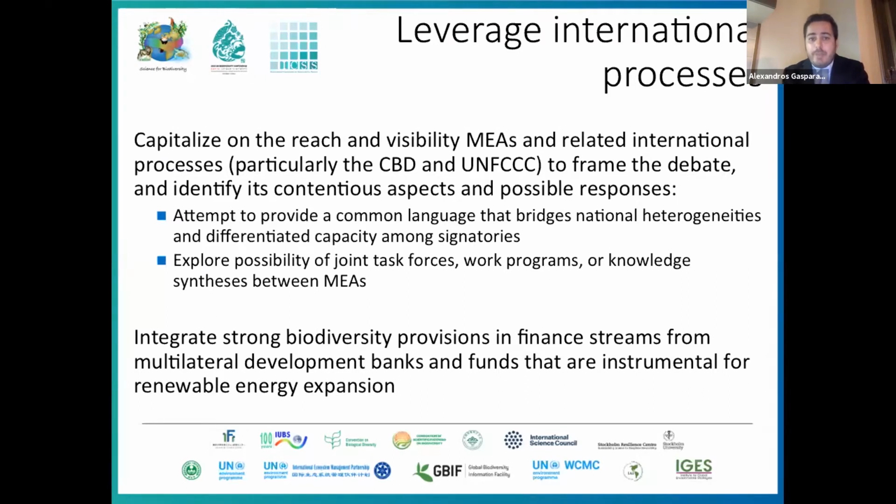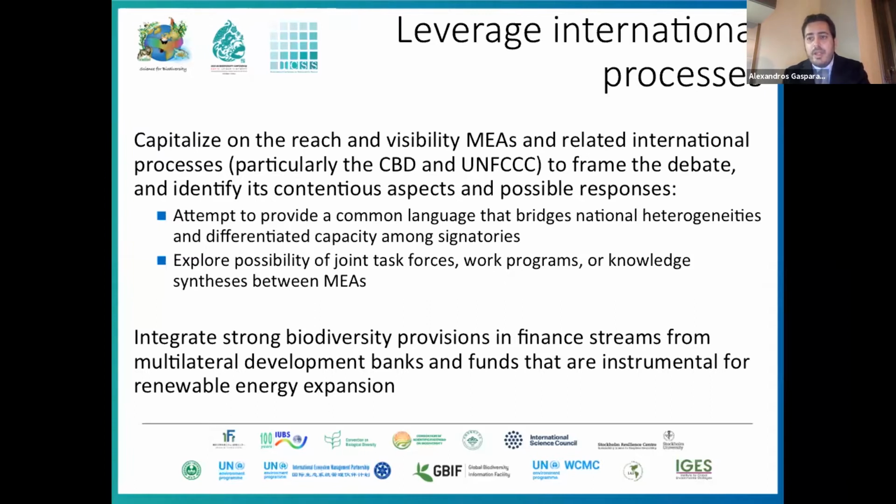The last priority area, in my opinion, is to leverage international processes. We need to capitalize on the reach and visibility of multilateral environmental agreements and related international processes, particularly the CBD and the UNFCCC, to frame the debate and identify contentious aspects and possible responses.